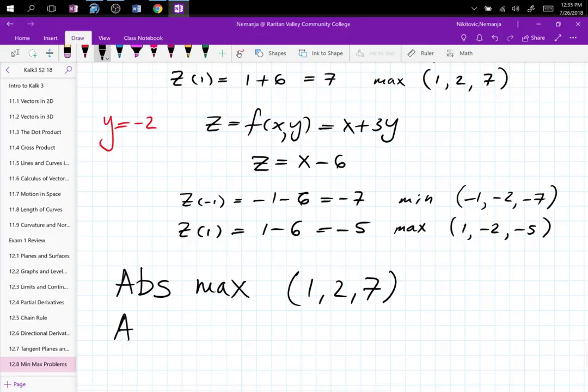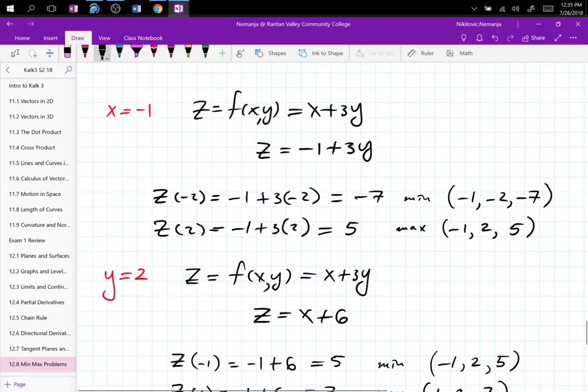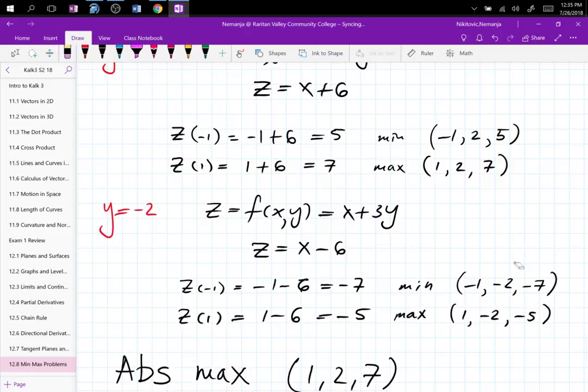How about absolute min? Well, that's the lowest of all z values, and that's where the negative 7 happens. I know I have another negative 7. There it is. And it's (-1, -2, -7).